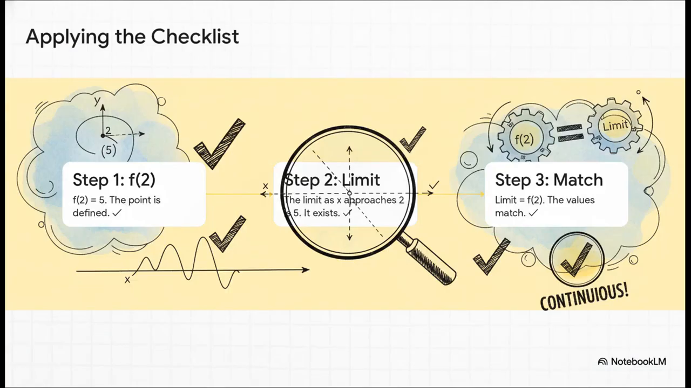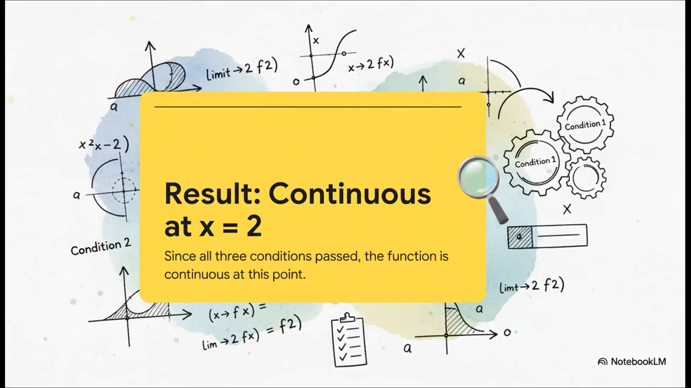Okay, let's run the diagnostics. Step 1, does f of 2 exist? Yep, we just plug in 2 and we get 5. So, check. Step 2, does the limit exist? Well, as x gets closer and closer to 2, the function gets closer and closer to 5. Check. And finally, step 3, do they match? Yes, 5 equals 5. It passes all three tests with flying colors. And there you have it. Because all three conditions were met, we've just mathematically proven that this function is continuous at x equals 2.